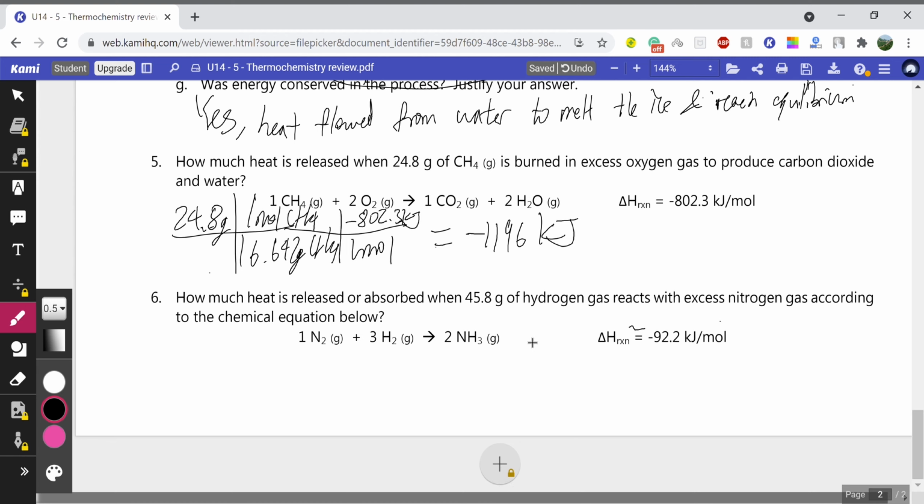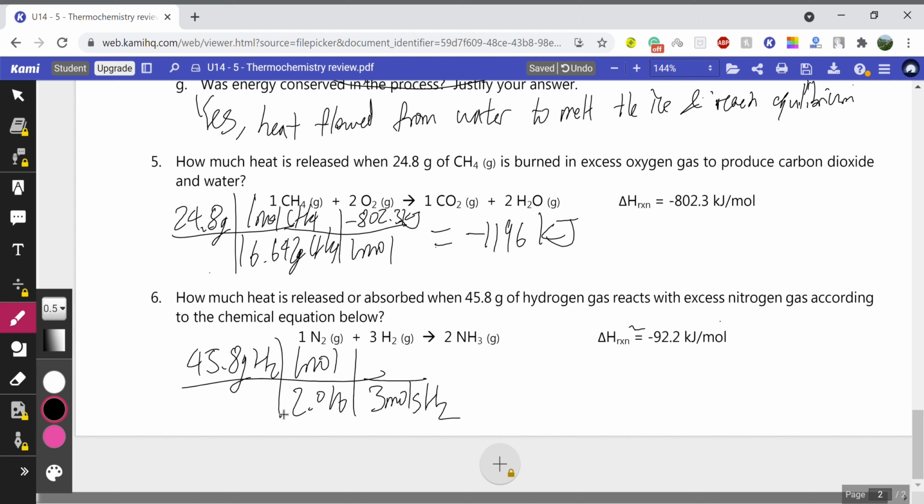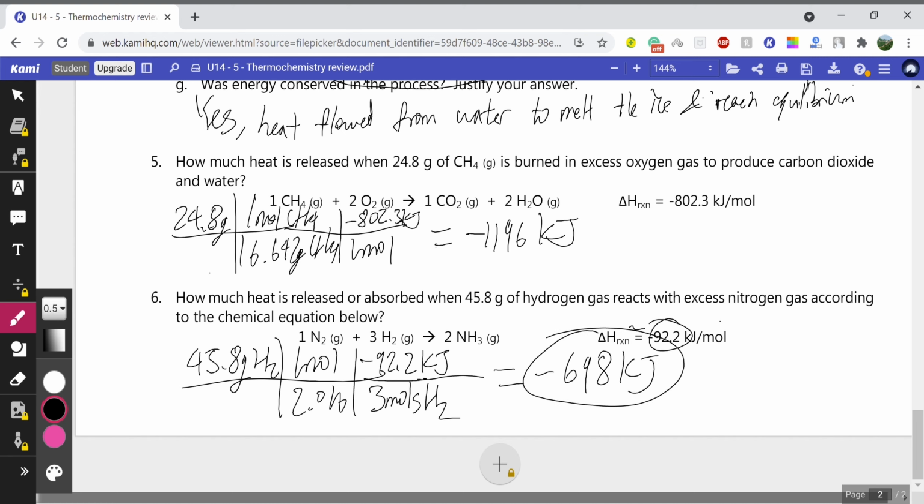How much heat is released or absorbed when 45.8 grams of hydrogen gas, H2, is used? 1 mole of H2 is 2.016 grams. And then for every one reaction, there are 3 moles of H2, and it's negative 92.2 kJ per mole. And let's see, 45.8 divided by 2.016 divided by 3 times negative 92.2. We're going to get an answer of negative 698 kilojoules. Over here, we're given 3 sig figs, and that's why our answer is 3 sig figs as well.